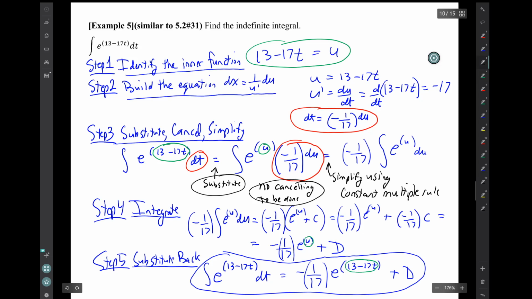Step 3, notice we had substitution to do as always. There was no canceling to be done. There was simplifying to be done using the constant multiple rule because we had this leftover constant. Again, the theme for today is the integrals involve this complication of having a leftover constant after the substitution and canceling in step 3.